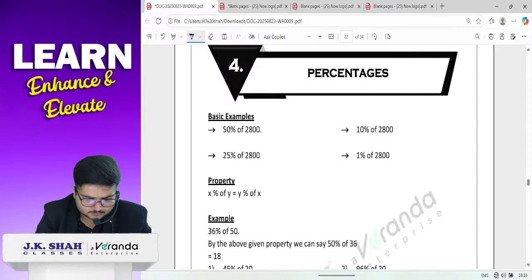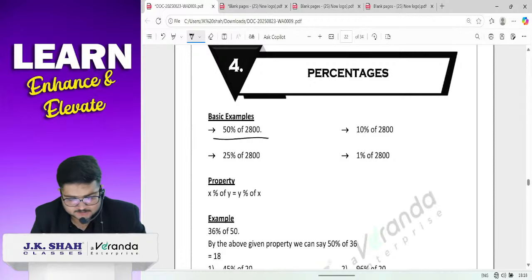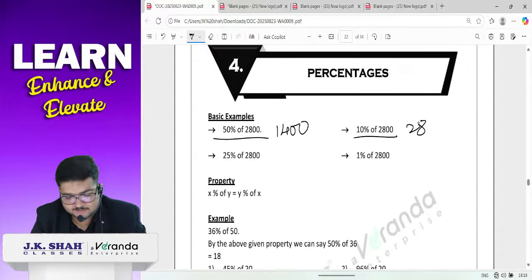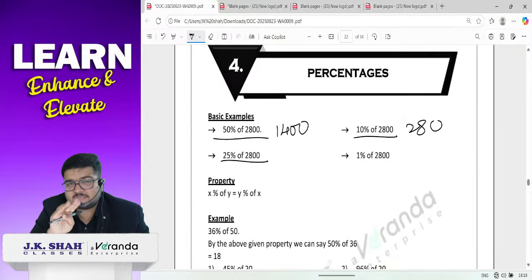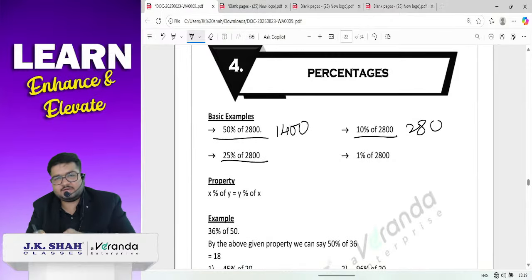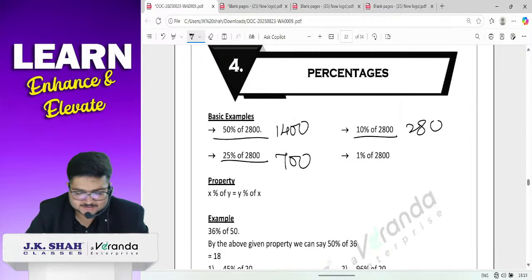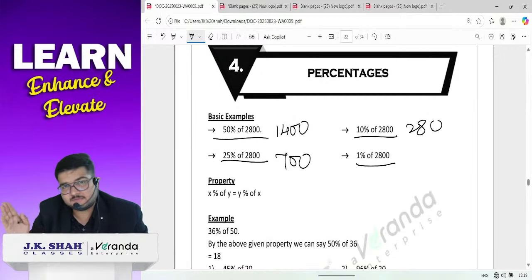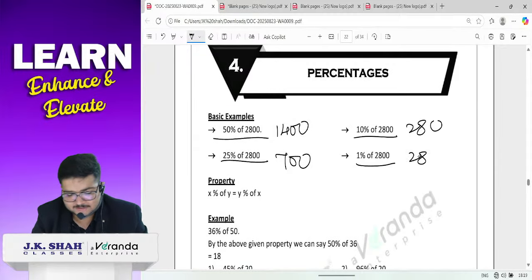Chalo, let us move to the next chapter, that is percentage. Right? Now, percentage I have taught you, right? How to calculate 50% of 2800. You just have to do half of it, that is 1400. How to calculate 10% of 2800? You just have to remove one 0, that is 280. How to calculate 25% of 2800? For 25%, you have to do half two times. Half of 2800 is 1400, half of 1400 is 700, so answer is 700. For 1%, you have to remove 2 zeros from the back, from the unit side, right? So when I remove 2 zeros, I will get 28, so answer is 28.